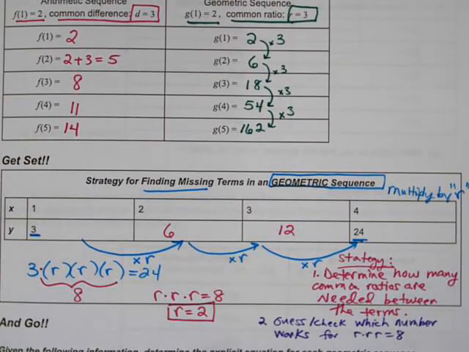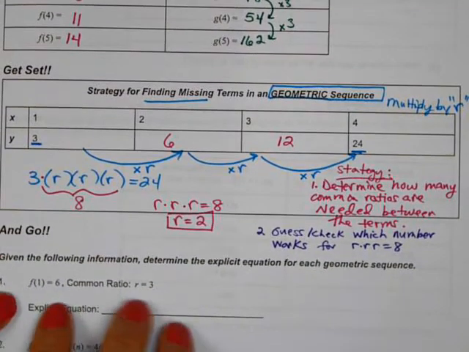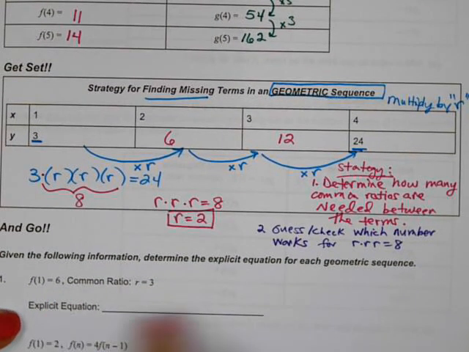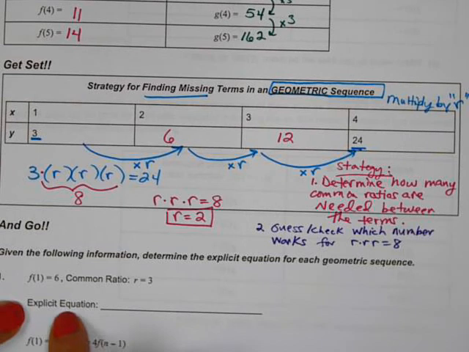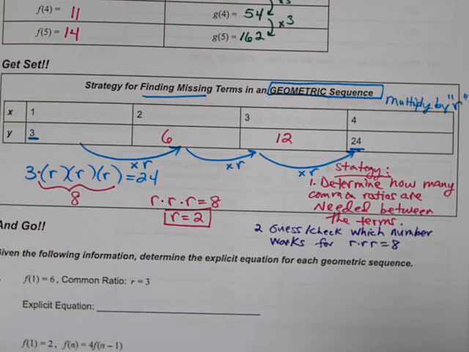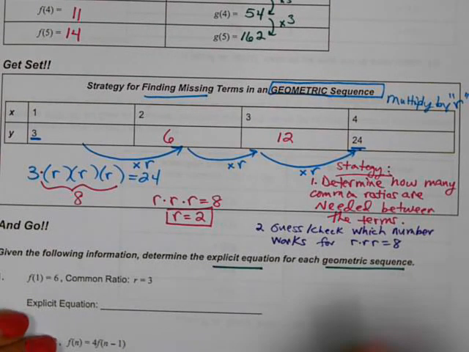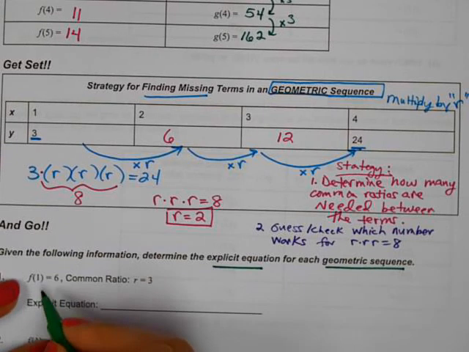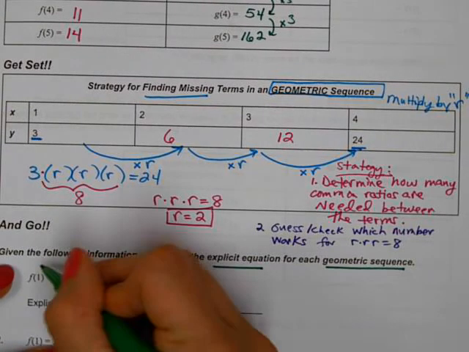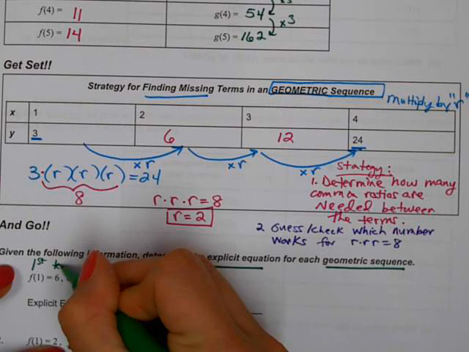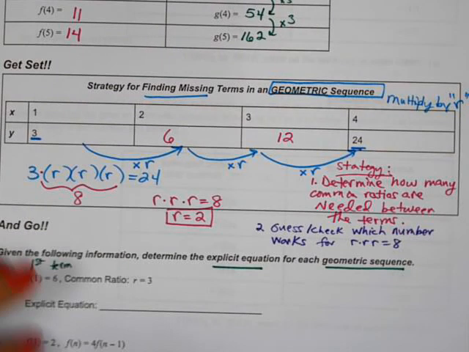Okay, let's take a look down here. They're telling us some information, and they want us to write the explicit equation, and this is a geometric sequence. Okay, so they're telling me some information. Right here, f of 1, this is the first term. The first term is 6.